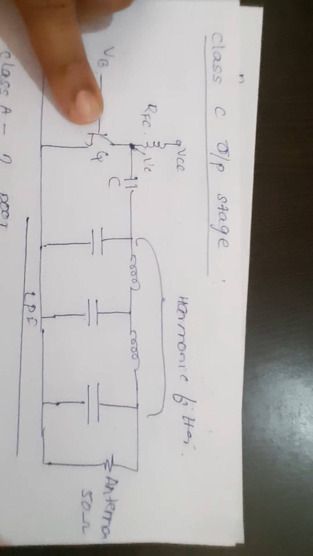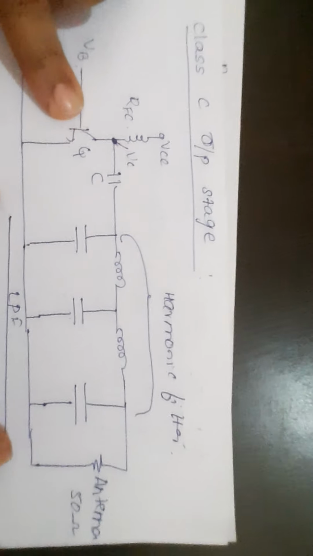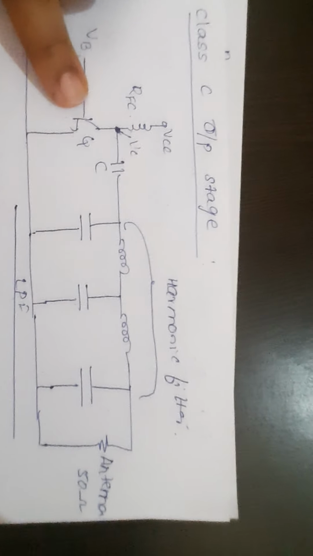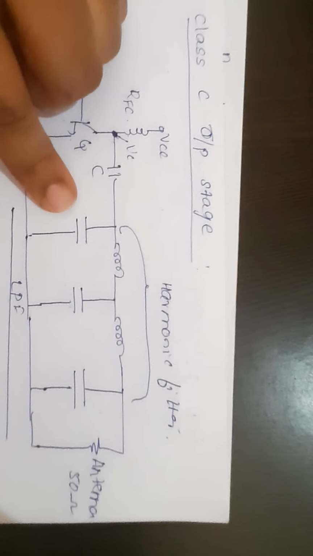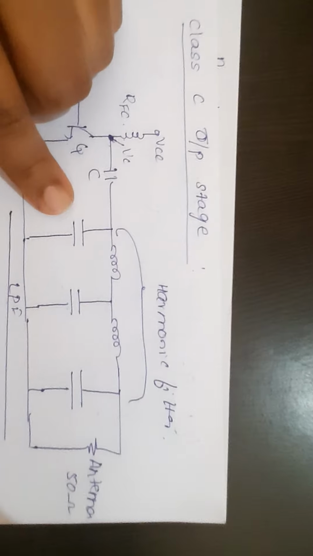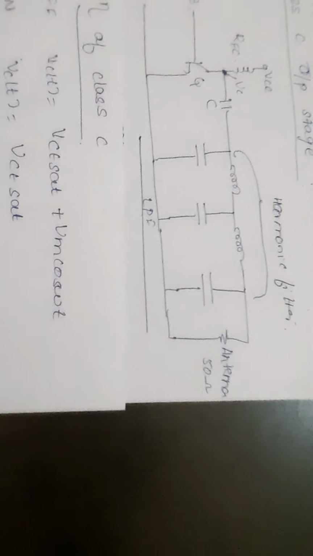Now in the Class C amplifier, this part is a low pass filter. Why have we gone for the low pass filter? Output is distorted, so a low pass filter is used. A low pass filter blocks all the high frequency content and passes only the low frequency content. After this, we move to calculate the efficiency of Class C amplifier.